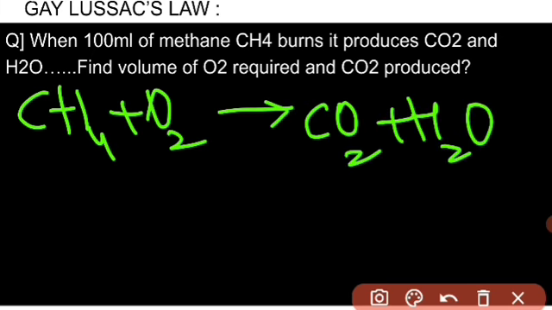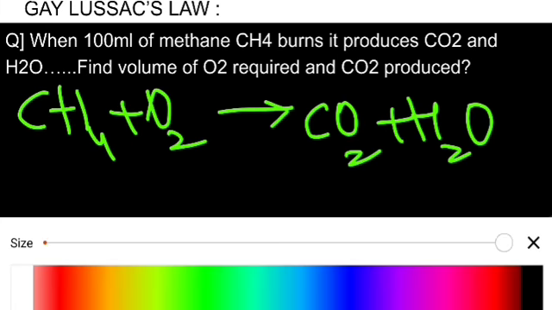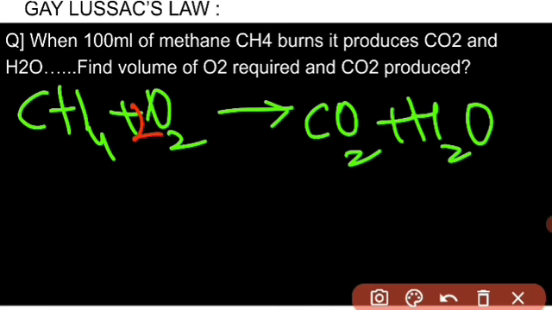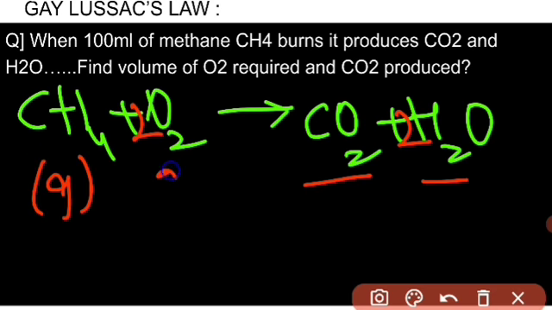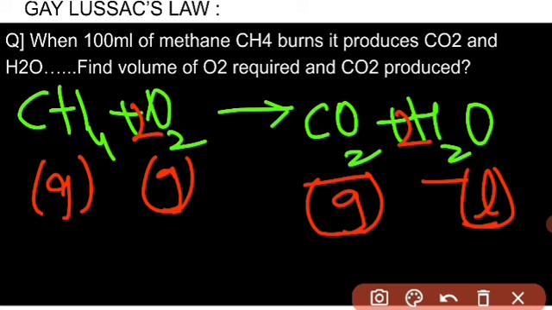Okay, if you balance this equation, you will get 2 here, and 2 here. So it will be CH4 plus 2O2 gives rise to CO2 plus 2H2O. We already know methane is a gas, oxygen is a gas, carbon dioxide is a gas, but water, that is L, is a liquid, and heat is being produced.